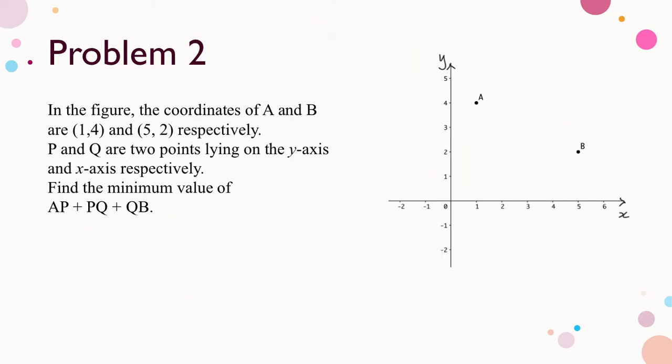This problem is quite similar to problem 1. Given 2 points A and B. This time, 2 axes are considered instead of a line. So, 2 variable points P and Q are involved, and find the minimum value of AP plus PQ plus QB. It is good to pause the video and work on your own to ensure you master the technique discussed in problem 1.